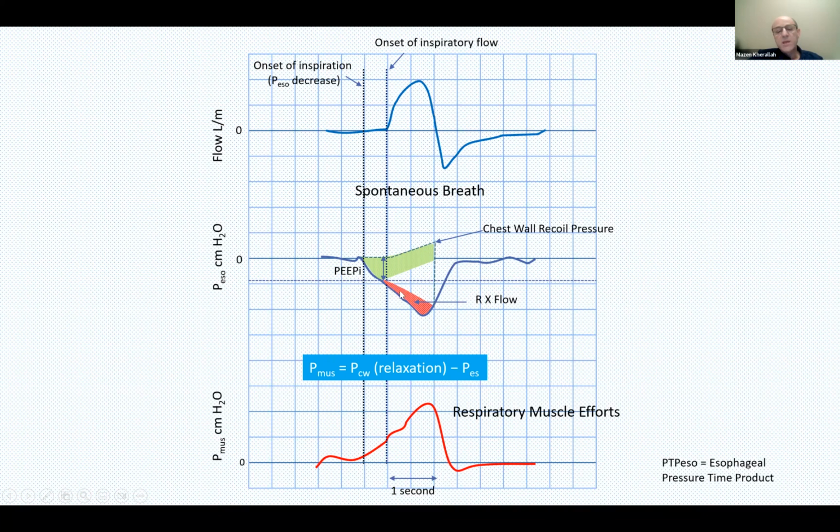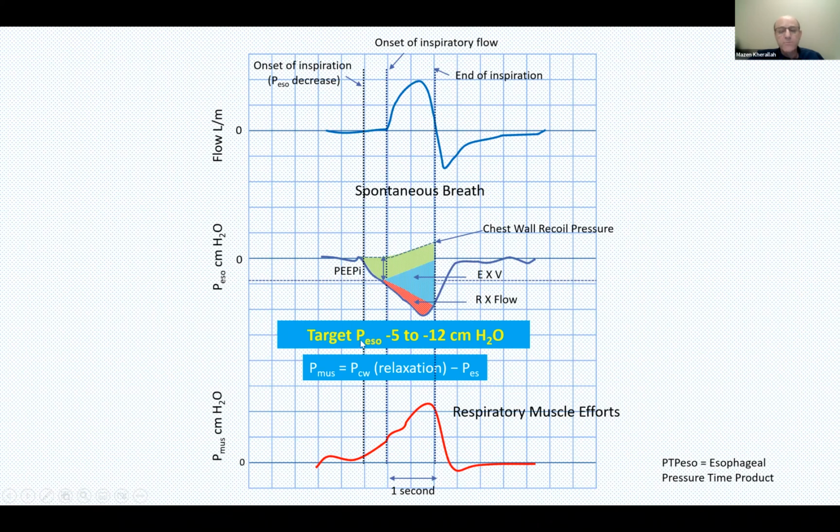And then you have the resistance of the airways. This is similar to what we see on the ventilator, but this is happening because of the patient's inspiratory efforts. Resistance multiplied by the flow is what we need to overcome. At the same time, we have the elastance of the lungs and chest wall, which is elastance multiplied by volume. The more volume we need to get, the more pressure we need to generate. And this is the end of inspiration, and you can see the pressure goes down to the 0 line.